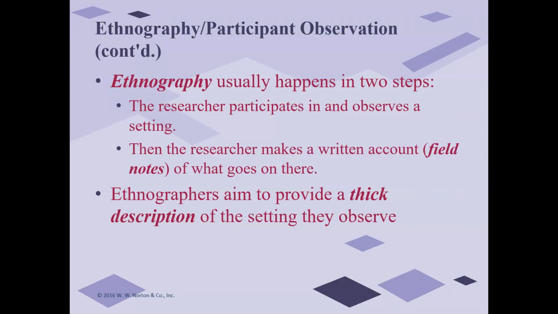Ethnography and participant observation continued. Ethnography usually happens in two steps. The researcher participates in and observes a setting. Then the researcher makes a written account, field notes, of what goes on there. Ethnographers aim to provide a thick description of the setting they observe.